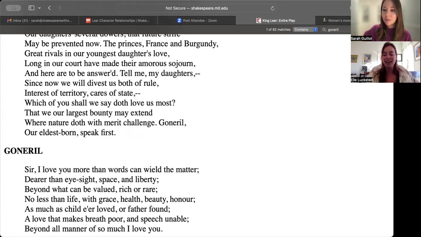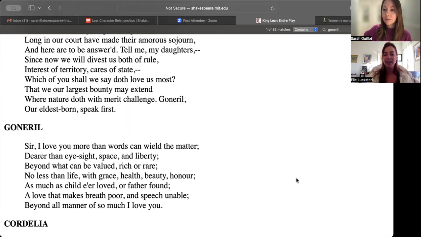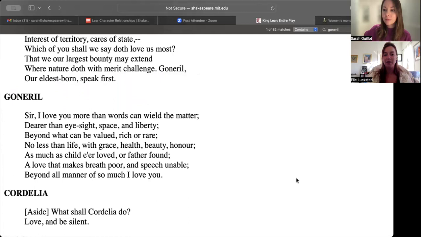Sir, I love you more than words can wield the matter. Dearer than eyesight, space, and liberty, beyond what can be valued, rich or rare, no less than life, with grace, health, beauty, honor, as much as child e'er loved or father found, a love that makes breath poor and speech unable, beyond all manner of so much I love you.